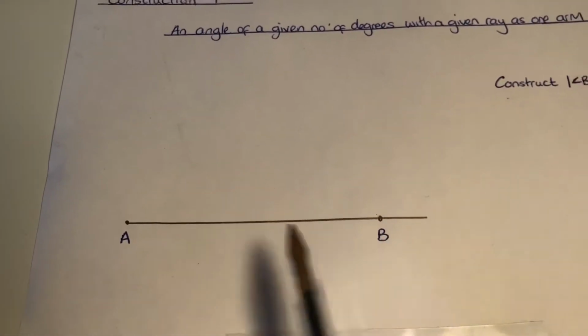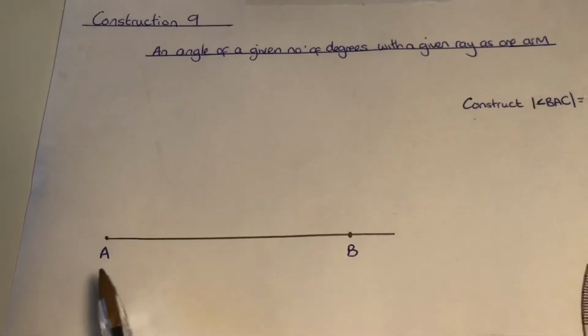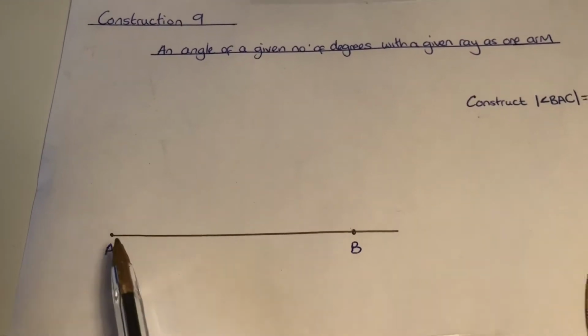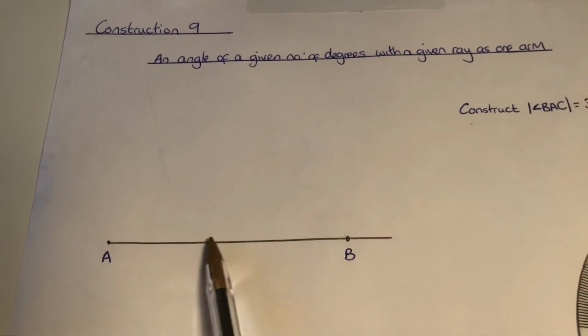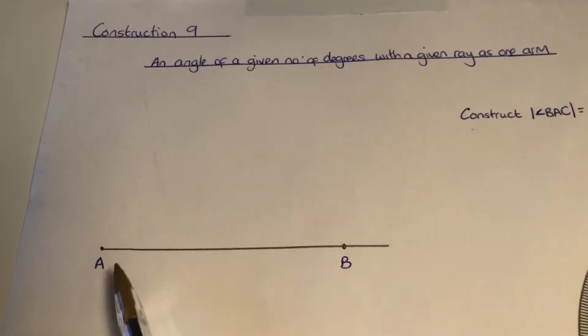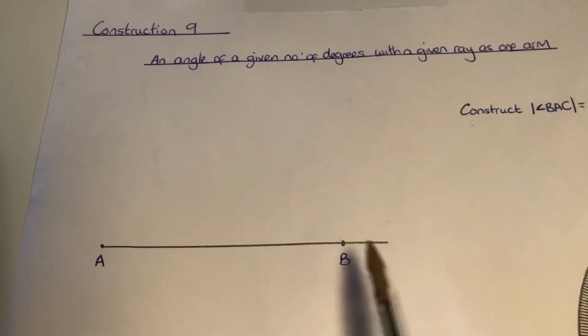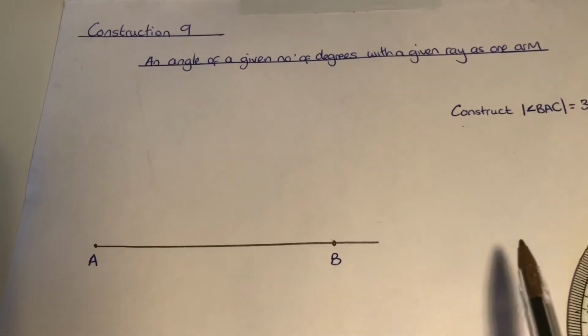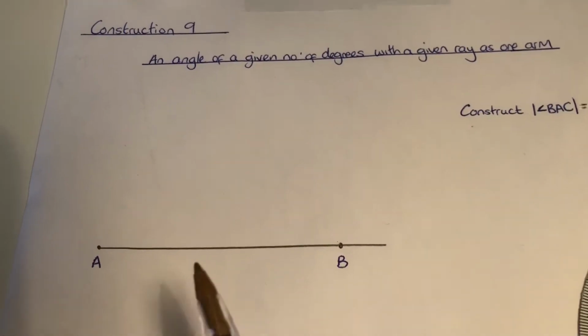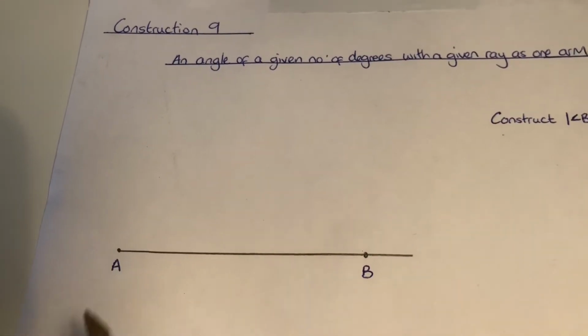Given in the question then is the ray AB. Now we know that that is a ray because it has one end point and then the other end passes through point B. So it doesn't have two endpoints, just one. And that shows that this will continue to go on forever in this direction. So we're going to be creating a 30-degree angle that sits at this letter A.